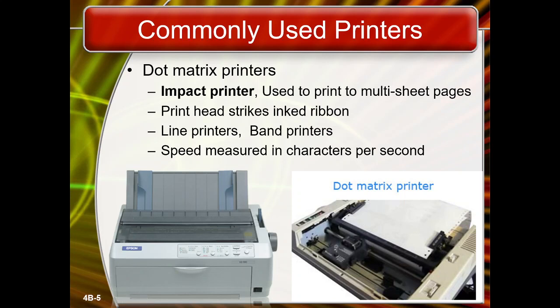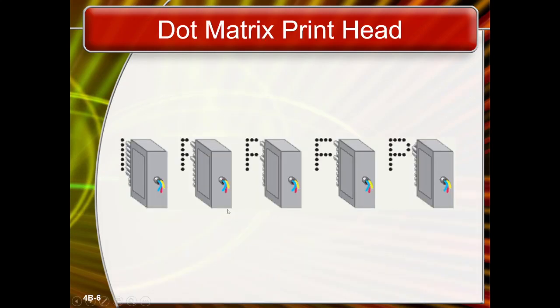Line printers and band printers are also in the dot matrix family. Speed is measured in characters per second. Here we can see the head of a dot matrix printer, and these are the striking pins. Whenever a striking pin strikes the paper, passing through the ink ribbon, it leaves its mark on the paper. In this way they print on the paper.